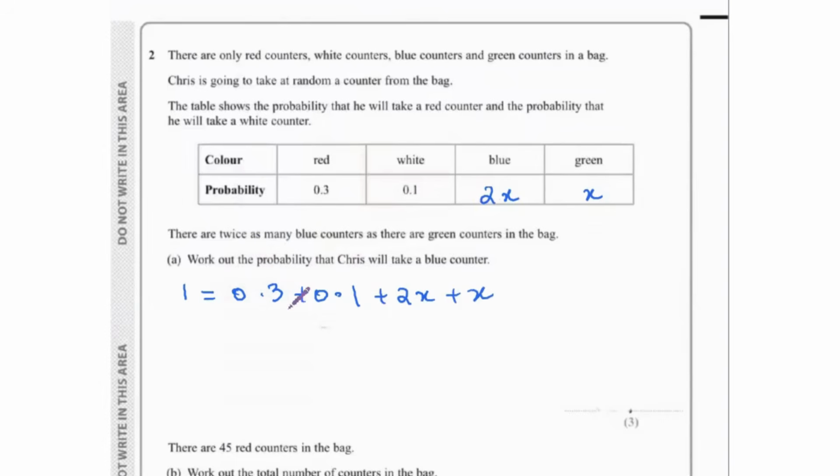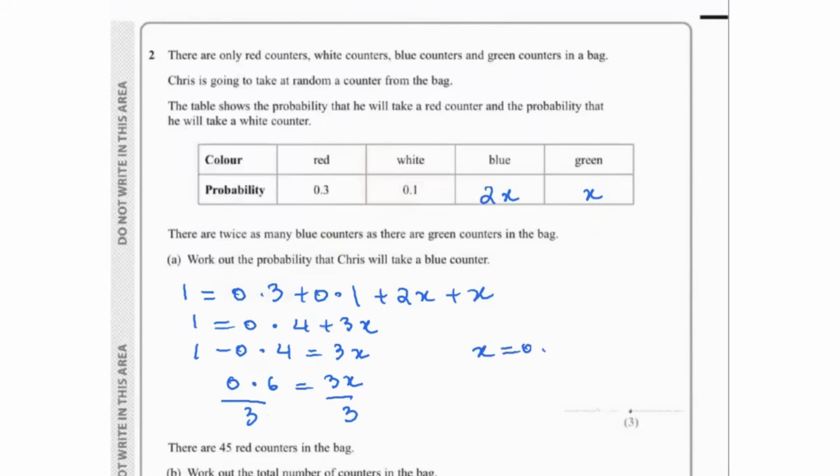So 1 equals 0.3 plus 0.1 plus 2x plus x. So that's 1 equals 0.4 plus 3x. Take 0.4 to the other side. 1 minus 0.4 is 0.6. We divide both sides by 3, and x is 0.2. So which means the probability of getting a blue counter will be twice 0.2, which is 0.4. That's your answer.